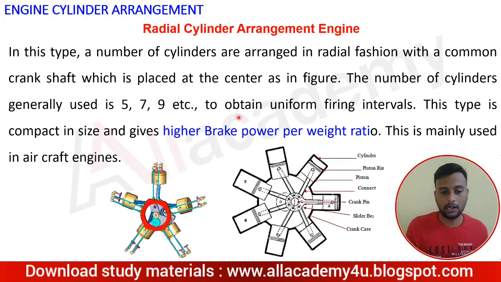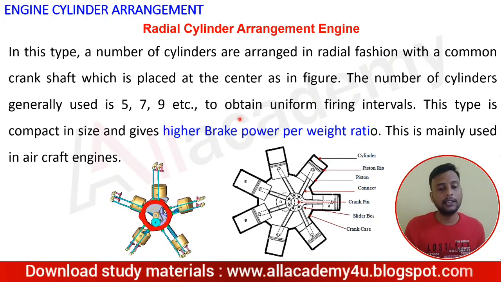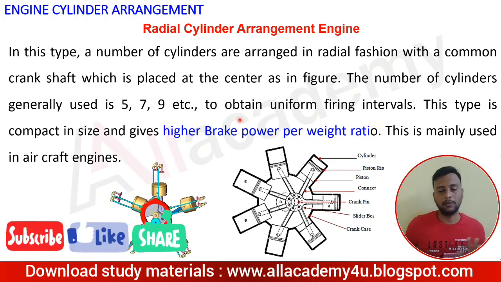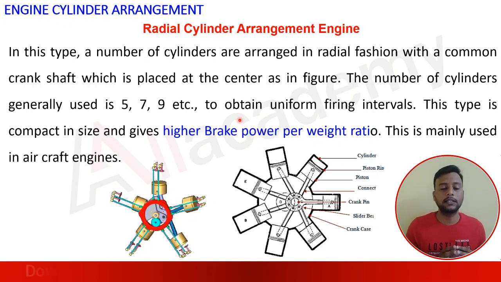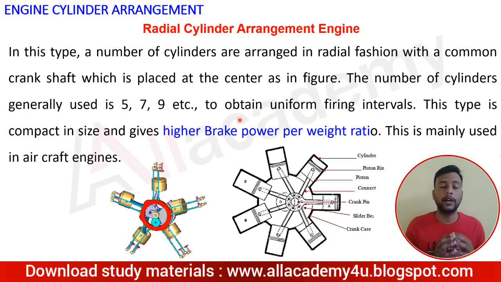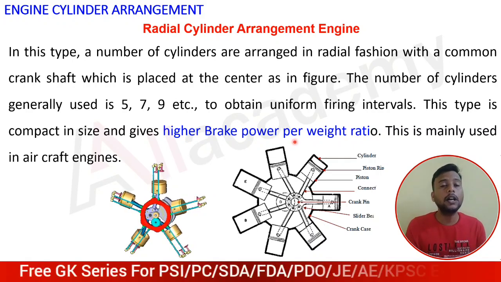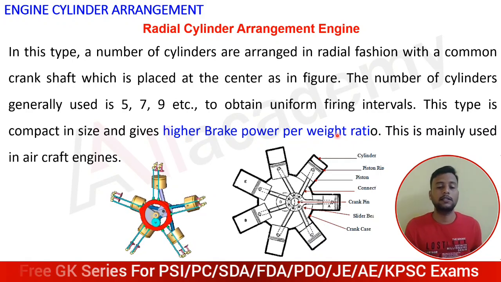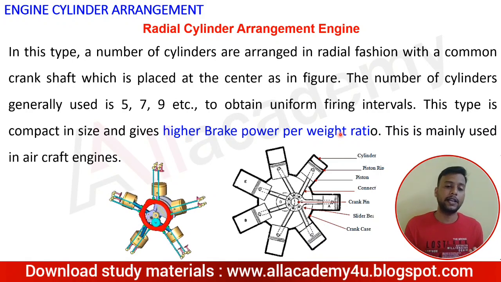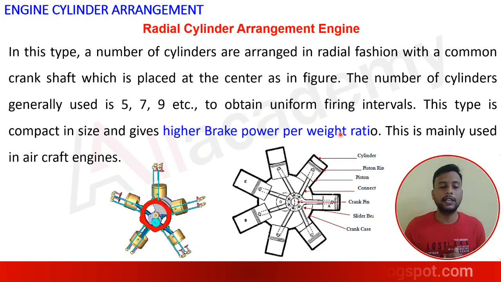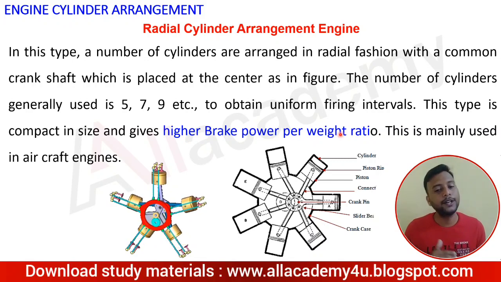Why is this odd number taken? It is to obtain uniform firing intervals. This type has a compact size and gives a higher brake power per weight ratio. That is very important. What is the advantage of a radial cylinder? If they ask in any multiple choice question, you have to mark it: it gives a high brake power per unit weight.